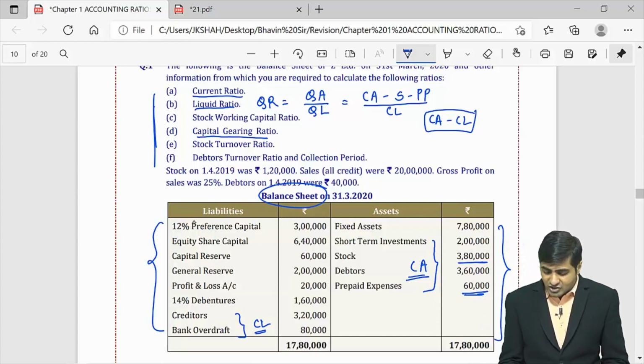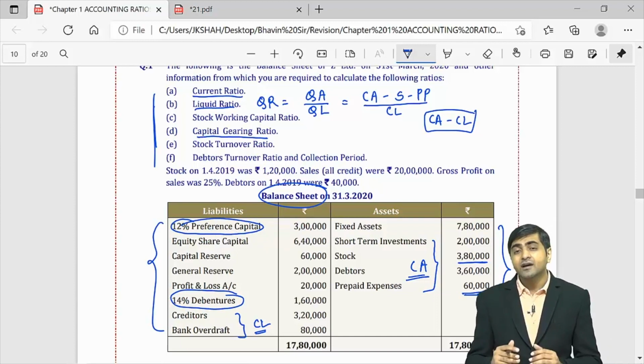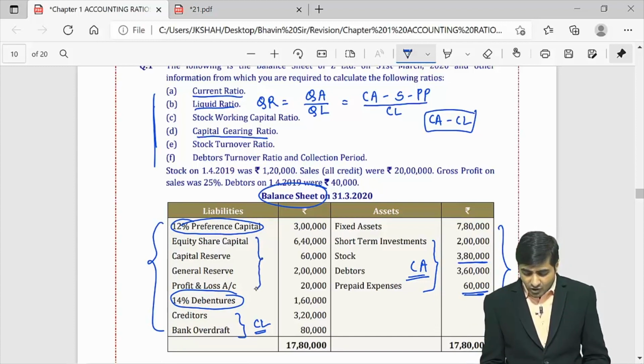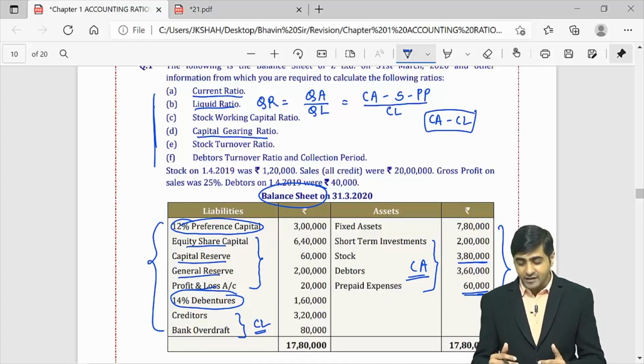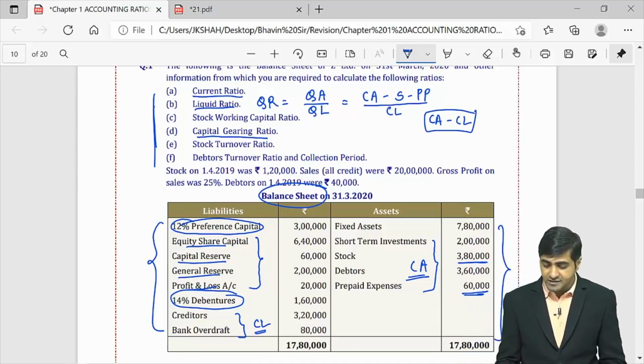So guys, you can just check, there is 12% preference share capital, there is 14% debentures. Both of them are instruments which are bearing fixed income, and we have to divide that by your equity shareholders funds, which is equity share capital plus reserves and surplus. So that's how you will get your capital gearing ratio. Your fixed income bearing securities, divide that by non-fixed income bearing securities.